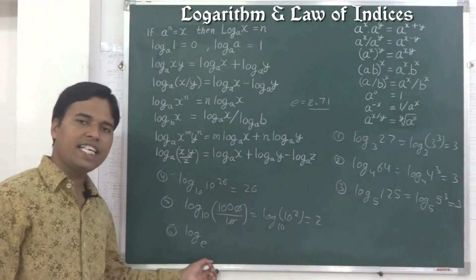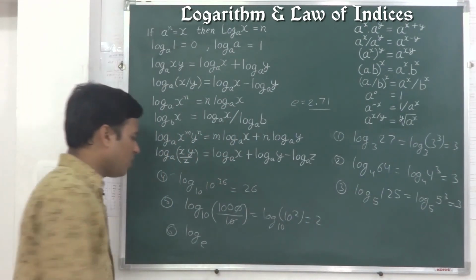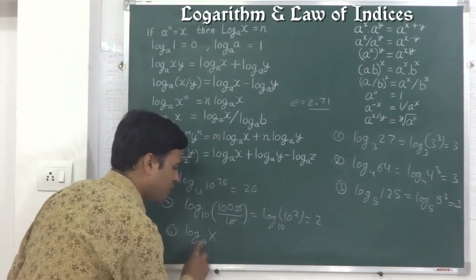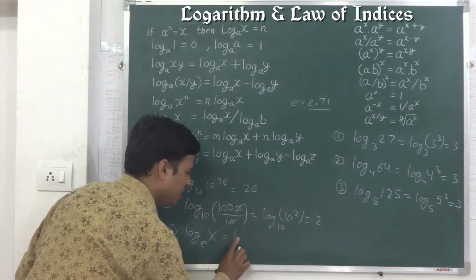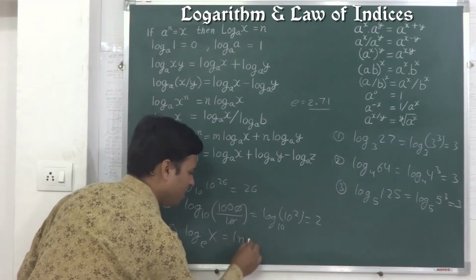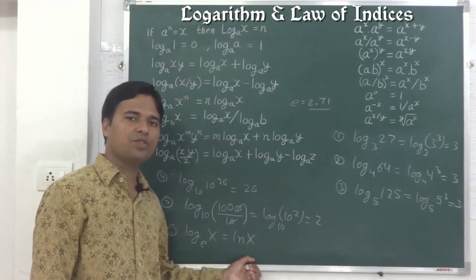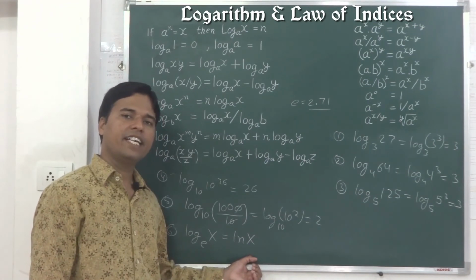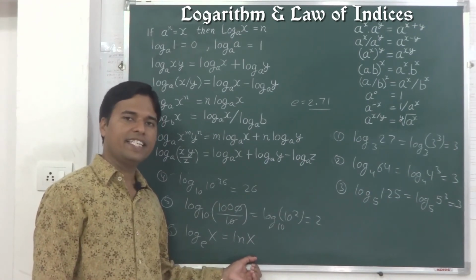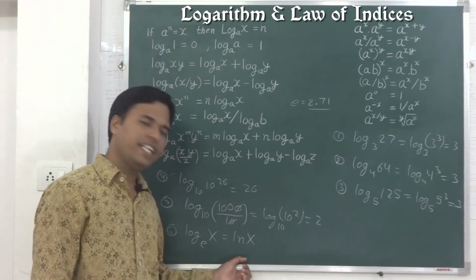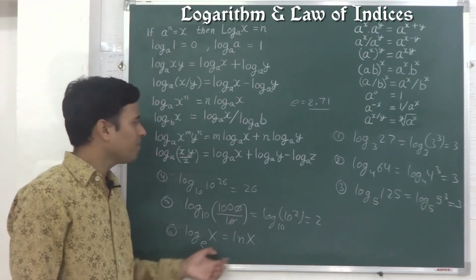The log base e is called natural log. The log base e of x can be written as natural log, so ln of x. These are very much used in derivations of physics, in integrations also. So, dear students, that is another notation.